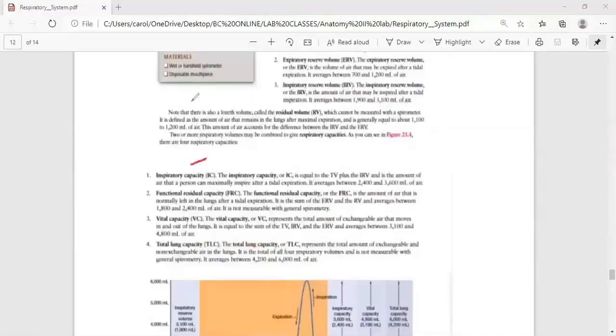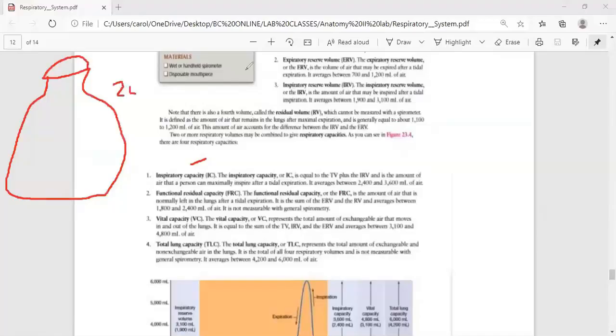So in addition to that, we can also measure capacities in our lungs, right? Volumes and capacities are not the same. Let's say, for example, this is a bottle of tequila. What is the volume of this bottle? Let's say this is 2 liters. Let's say that this tequila is up to here. This is, let's say, 1.5 liters.